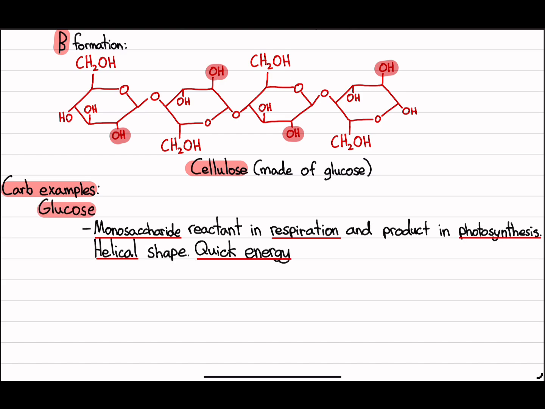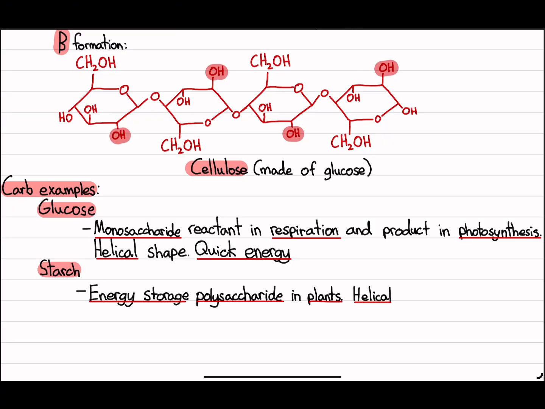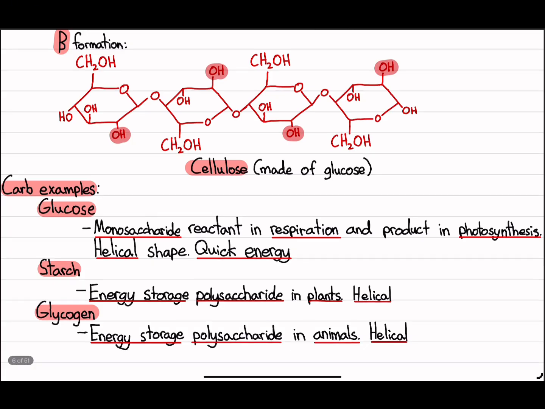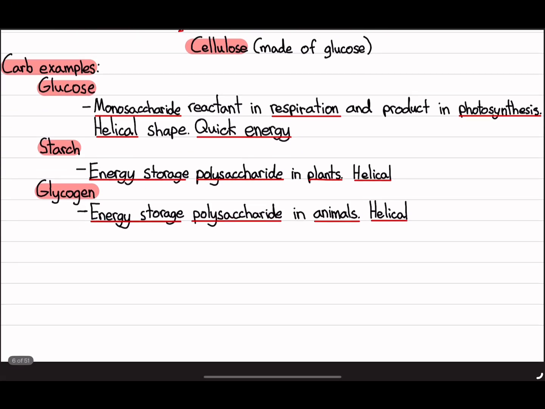Now that you have an overview of carbohydrates, here are some important carbs to remember. Glucose, also known as hexose, which we saw earlier, is a monosaccharide ring used for quick energy. It has a role in respiration as a reactant and a role in photosynthesis as a product. Starch is a helical polysaccharide specific to plants, which stores energy. The simplest form of starch is called amylose. Glycogen is a helical polysaccharide specific to animals, which also stores energy.